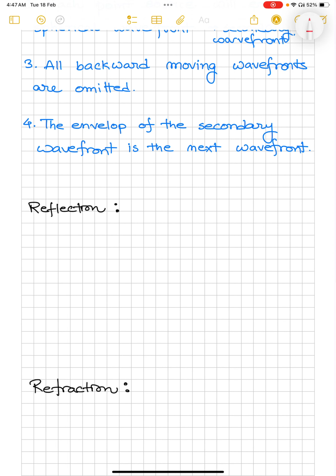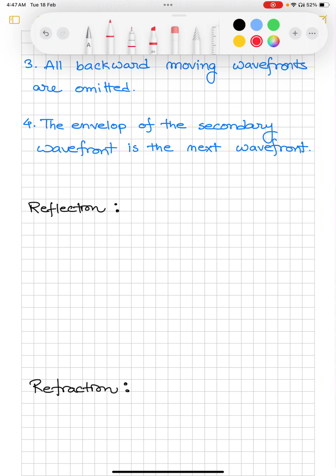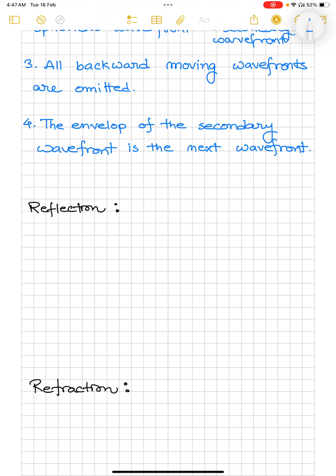Now, what is important is proving the laws of reflection and the laws of refraction from the Huygens principle. You can look into the book, so I'm not going to do it here, but I am just going to draw the ray diagram. In case you cannot prove it, then at least write down the laws and draw the ray diagram. In this case, how to construct the wavefront.